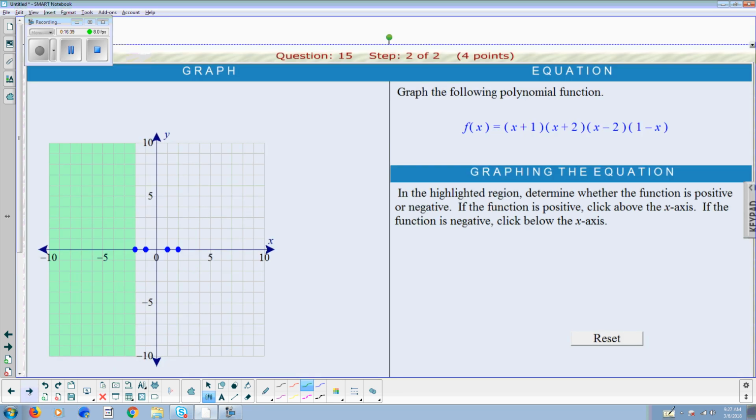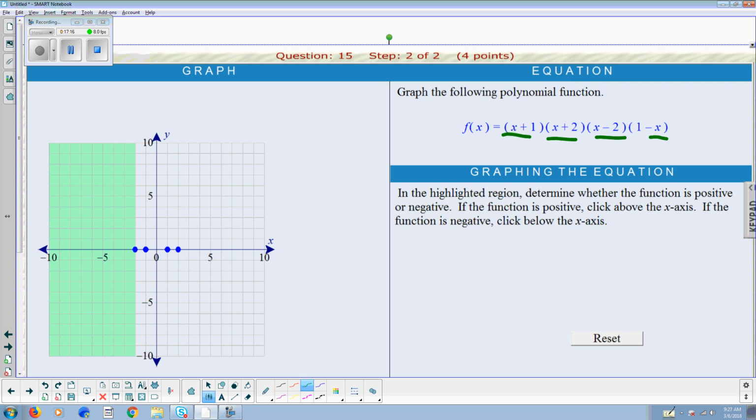In the second step, it's got those 4 zeros there for you. You should have plotted. And it starts shading regions of the graph, and it asks you in the highlighted region, determine whether the function is positive or negative. If the function is positive, click above the axis. If the function is negative, click below the axis. You can determine that by substituting any number in. So I could choose to substitute in -5 if I want to, in here, here, here, and here for x, and determine is it above or below. But we should know our functions a little better than that at this point.